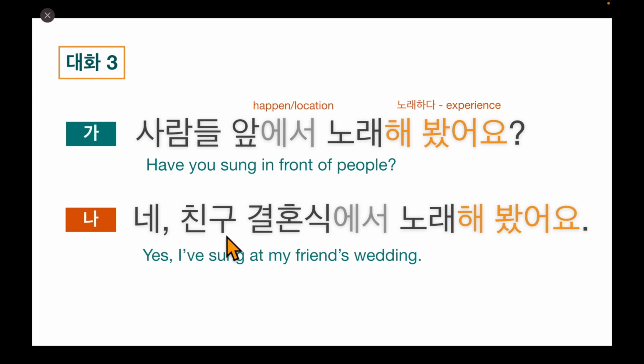네, 친구 결혼식에서. Yes. 친구, my friend, 결혼식, wedding, 에서. Also the same. We add 에서 after a noun to express an action happened at that location. So, I've sung at my friend's wedding. So that's why we add 에서 after the wedding. 노래해 봤어요. That means I've sung.